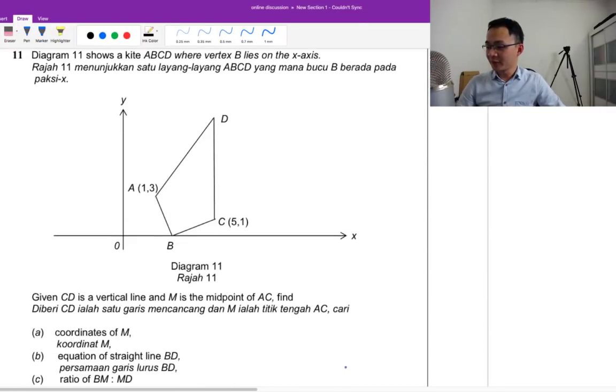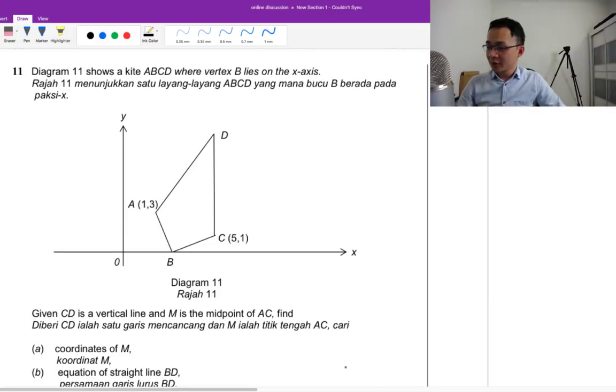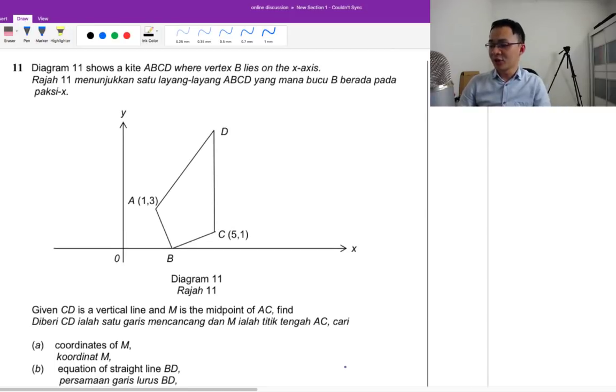Let me move on to the next one. Okay, the diagram shows a kite, A, B, C, D, in which the vertex B lies on the x-axis. Given that CD is a vertical line, that means this line is parallel to the y-axis. This is the reason why we call it a vertical line. So whatever x value I have here, this one will have the same x value. Just the y value will be different.